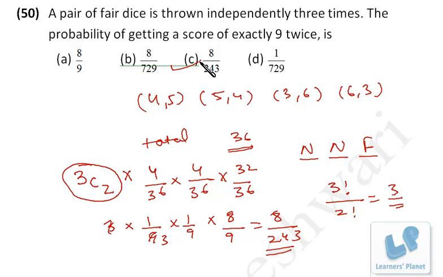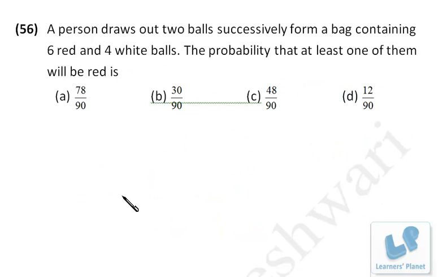I hope you are clear. Now friends, let's solve this problem. A person draws out 2 balls successively from a bag containing 6 red and 4 white balls. The probability that at least one of them will be red. So what we do is we find the probability that both balls are white, and if we deduct it from 1, then in the remaining cases at least one ball will be red, right?